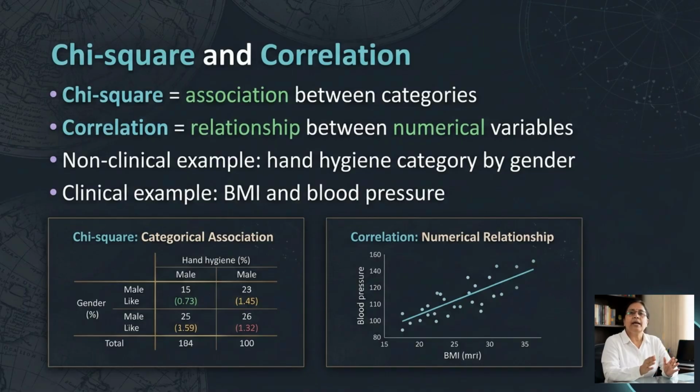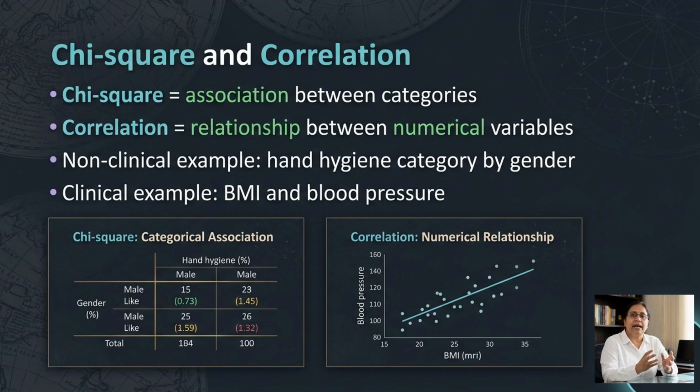Now, let us look at chi-square and correlation. Chi-square is commonly used to examine the association between categorical variables. For example, you may want to see whether the hand hygiene category is associated with gender among students. Correlation is commonly used when you want to examine the relationship between 2 numerical variables. For example, you may want to study the relationship between BMI and blood pressure.